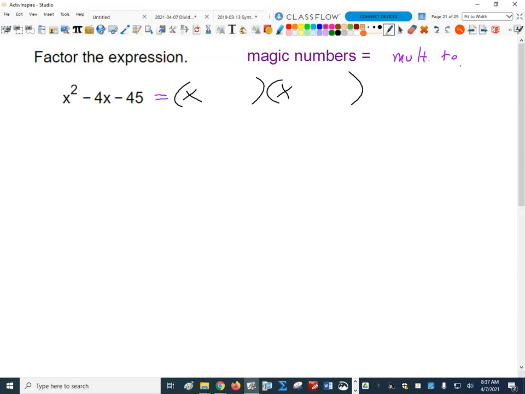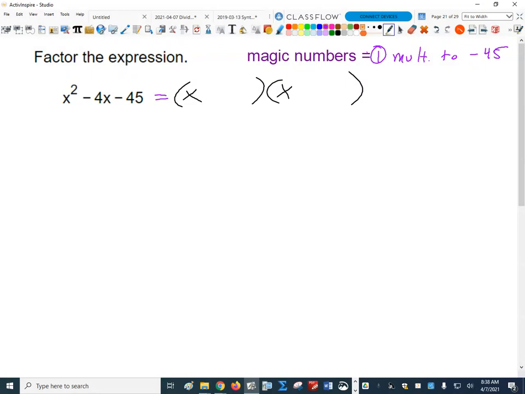Multiply to what? Negative 45. There you go. So whatever C is, which in this case is negative 45, that's the first thing that has to be true. What does that tell you about the signs of the numbers if they multiply to a negative? Good, they're opposite signs.